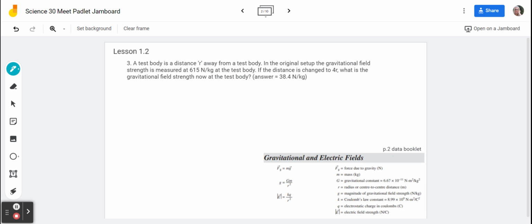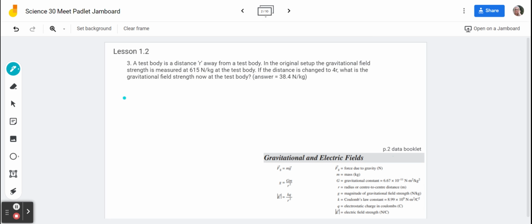So we have a test body that is a distance r away from the, it probably should be from the source. Okay, from the original source. In the original setup, the gravitational field strength is 615 newtons per kilogram at the test body. If the distance is changed to 4r, what is the gravitational field strength now at the test body? So basically, we're changing the distance by 4. We're increasing the distance the two objects are apart by a factor of 4. So we want to see what that does to the gravitational field.